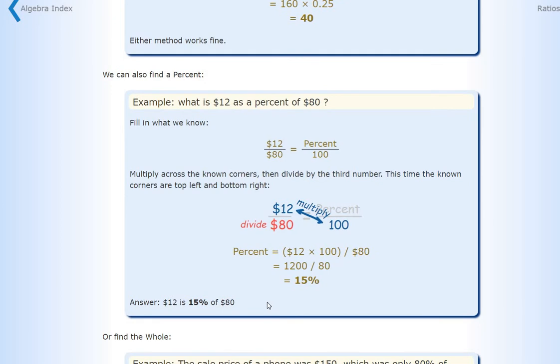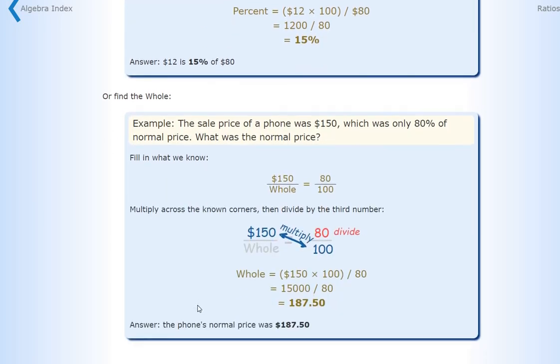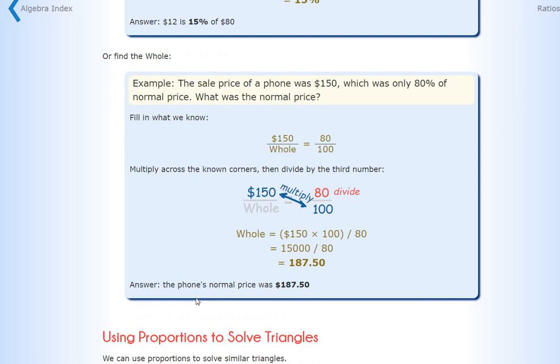Next, we can also find a percent. For example, what is $12 as a percent of $80? So we know that 80 is the whole and 12 is part of the whole. So what is the percent? 15. Okay. Great. Next example.